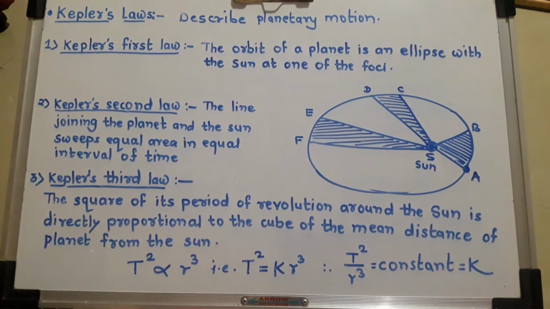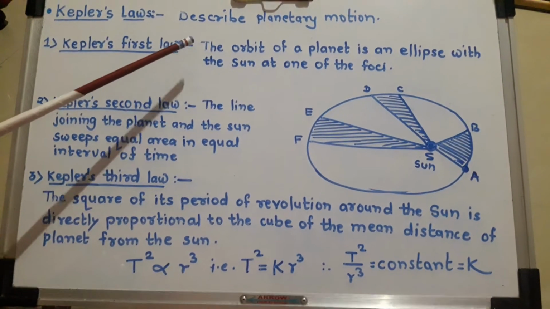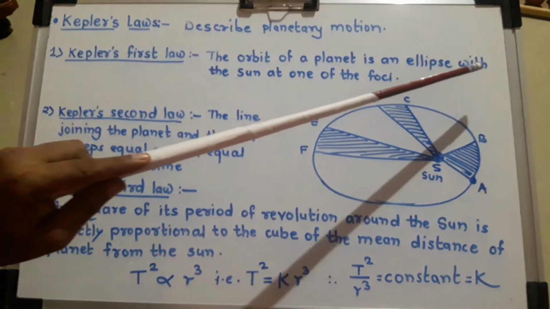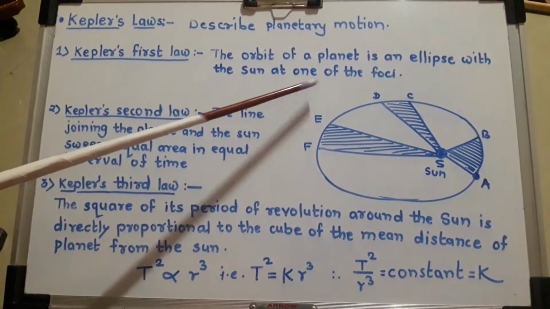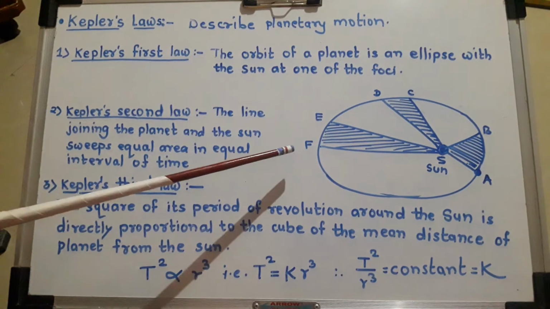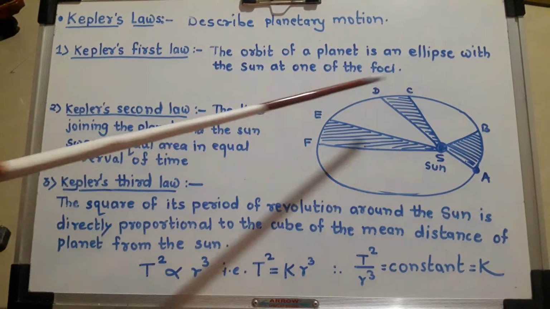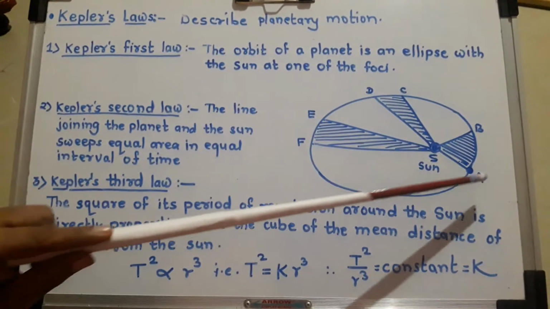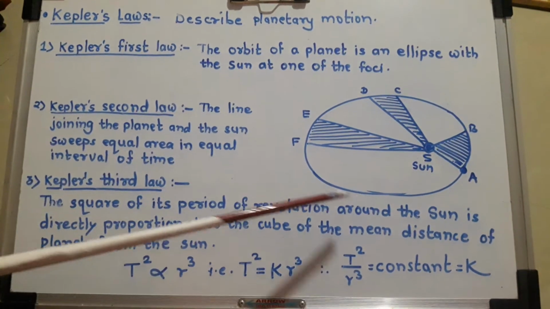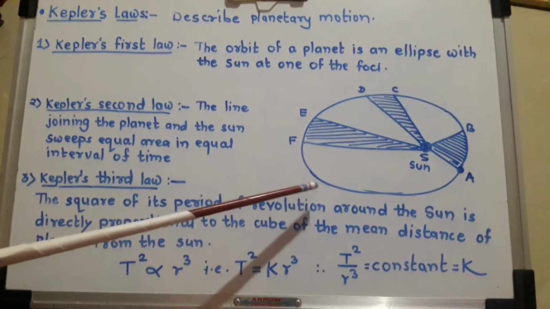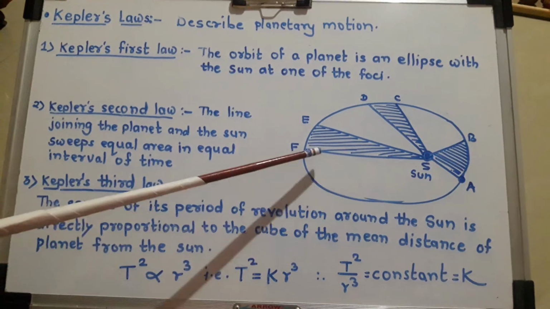Kepler's first law is: the orbit of a planet is an ellipse with the sun at one of the foci. So first we should know what is meant by orbit. Orbit means the path of the planet which revolves around the sun. That path is of elliptical form. You can see in this figure, this is an ellipse. So a planet always revolves around the sun in an elliptical orbit or elliptical path.